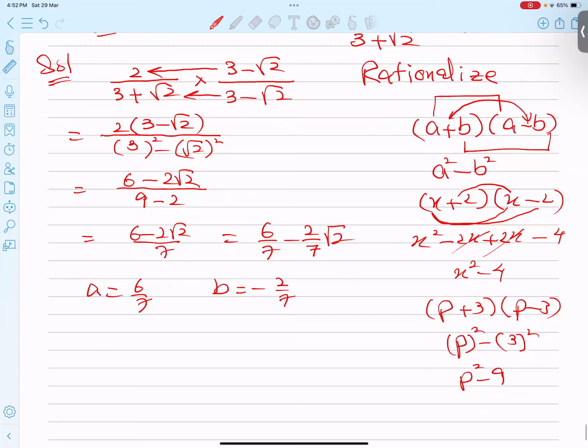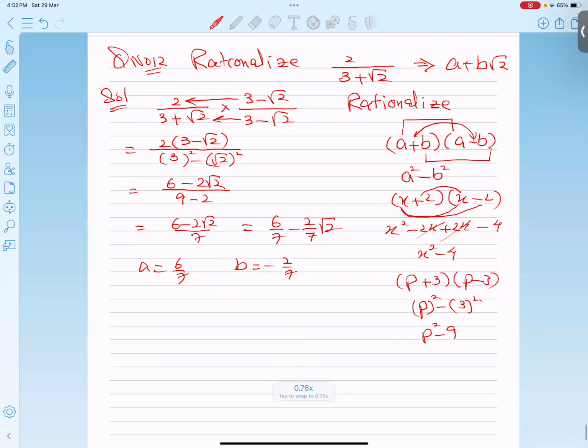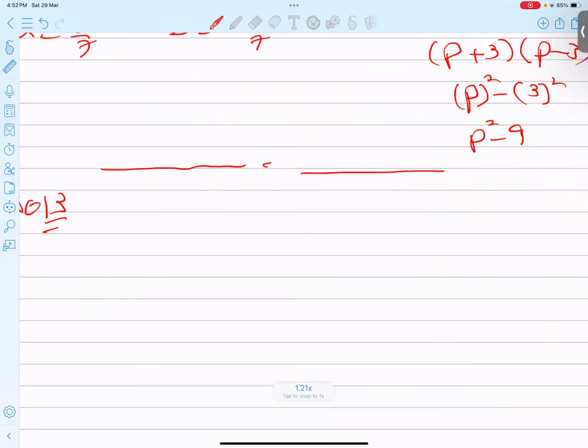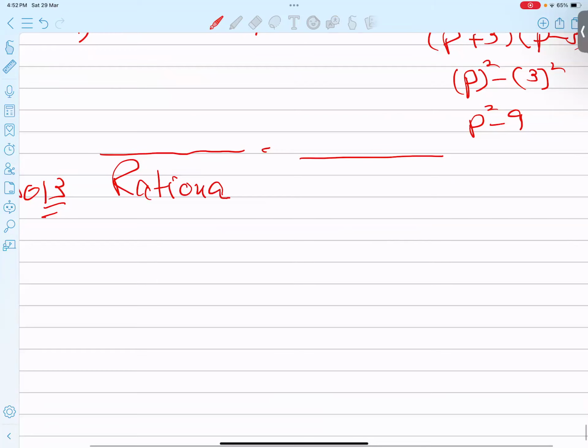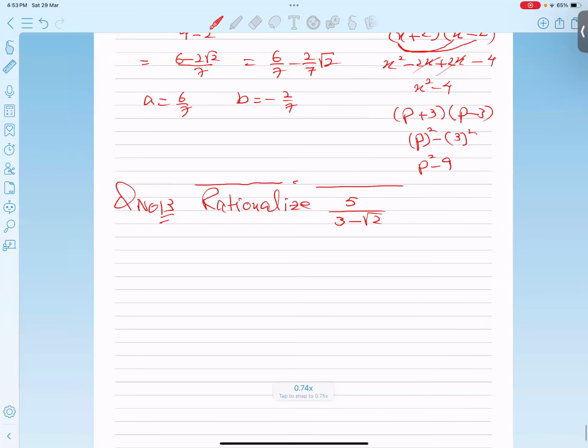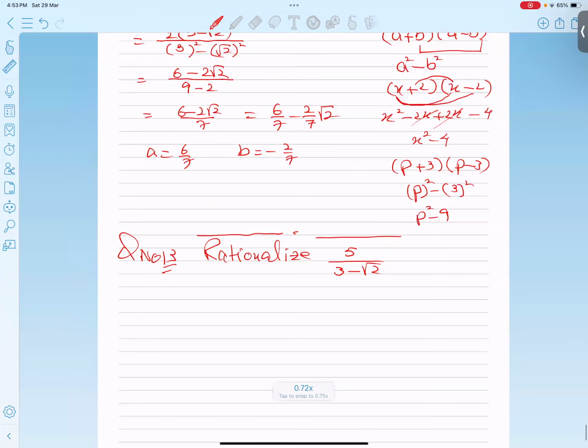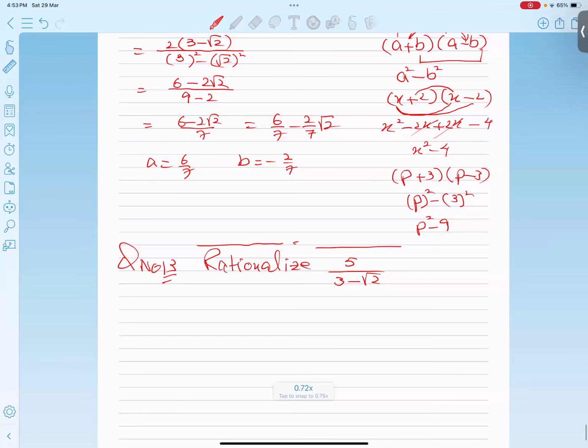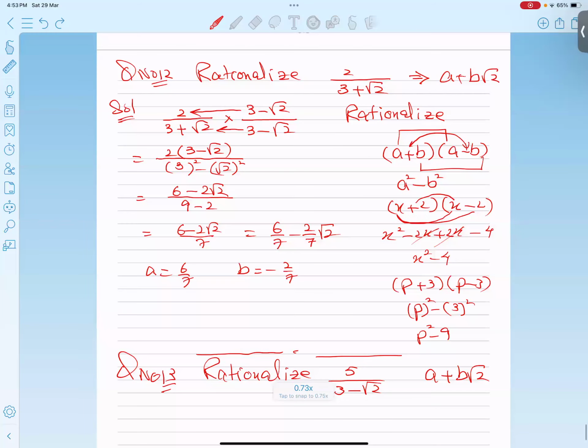Now get ready. One similar kind of question you people have to try. And the question is: rationalize 5 over 3 minus root of 2. And you have to convert it into the special format a plus b root of 2. This format you have to convert it to, and get the values of a and b the way I found. So I'm going to stop recording. Take your time and solve it.